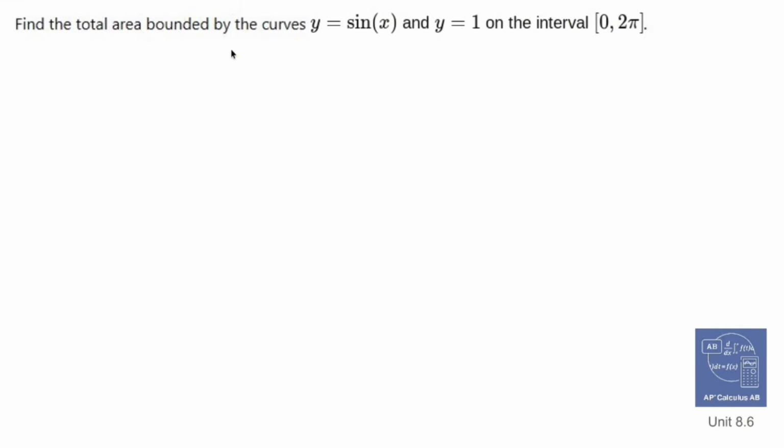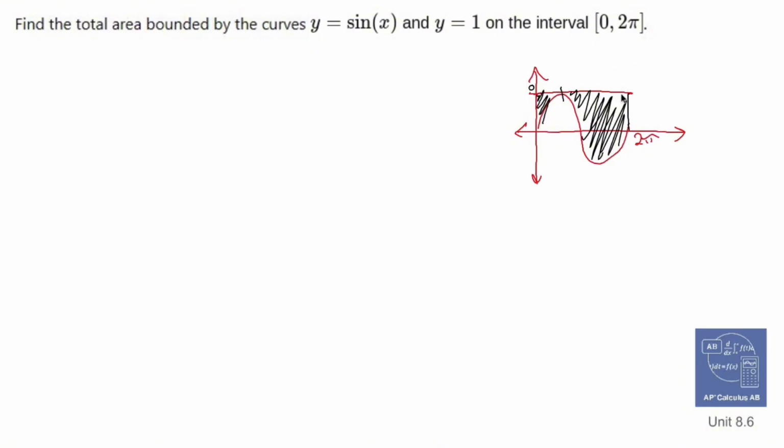Find the total area bounded by the curves y equals sine x and y equals 1 on the interval 0 to 2 pi. This is me getting ready to draw out sine x. It looks like this, and it stops there at 2 pi. It peaks out at 1. So I care about this area going on right here, from 0 to whatever u is, and from whatever u is to 2 pi. Okay, so I need to find what that is right there.